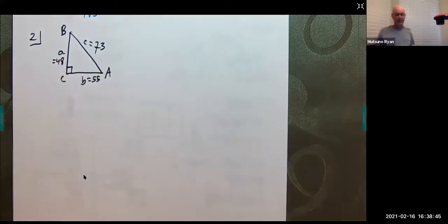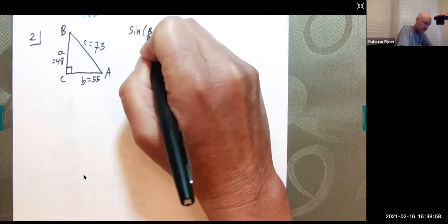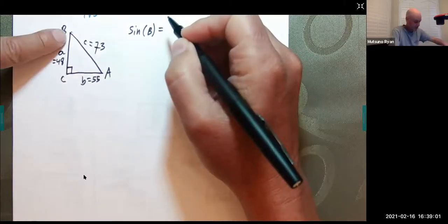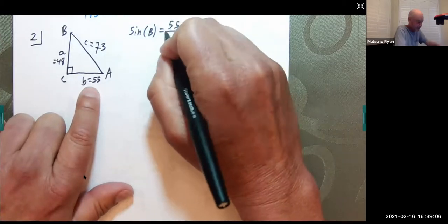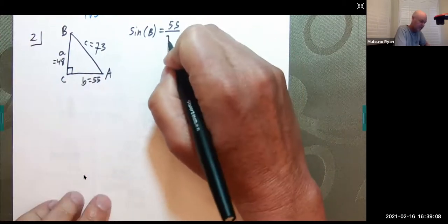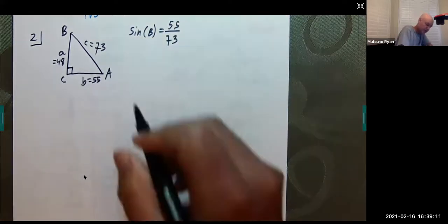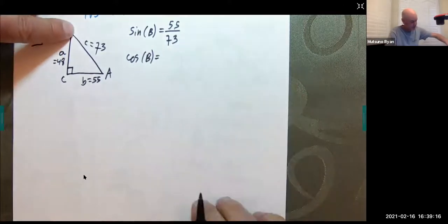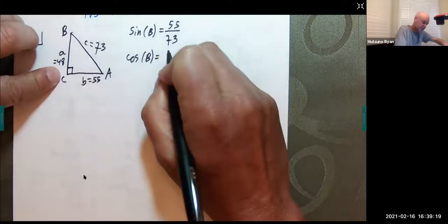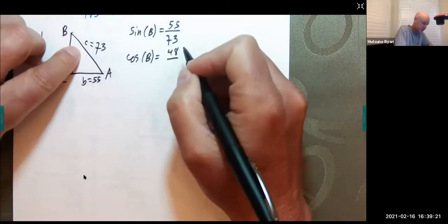Now, if we did the Pythagorean theorem on this, I'm quite sure that this would not be a real triangle. We're just trying to get this idea down. And they want us to find all 6 trig functions of angle B. So the sine of angle B, here's angle B. Sine is going to be the opposite, that's 55, over the hypotenuse, which is 73. The cosine of angle B is the adjacent, that's 48, over the hypotenuse, which is 73.